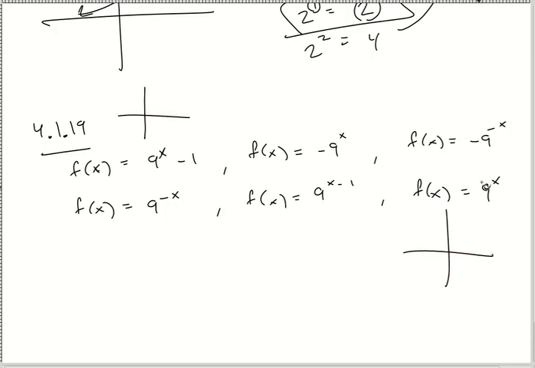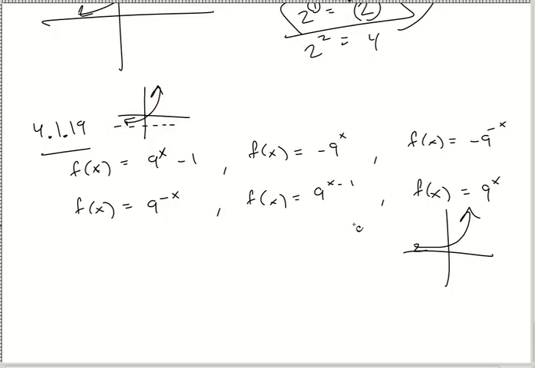This is my original. Notice that everything around here, what's predominant is it's 9 to the x. So this is my basic one. 9 to the x looks like this. Its growth is 9 times as big each iteration, so it's going up. Here we're saying it's 9 to the x, but then I'm shifting it down by 1, so it looks something like this. It's just shifted down by 1.